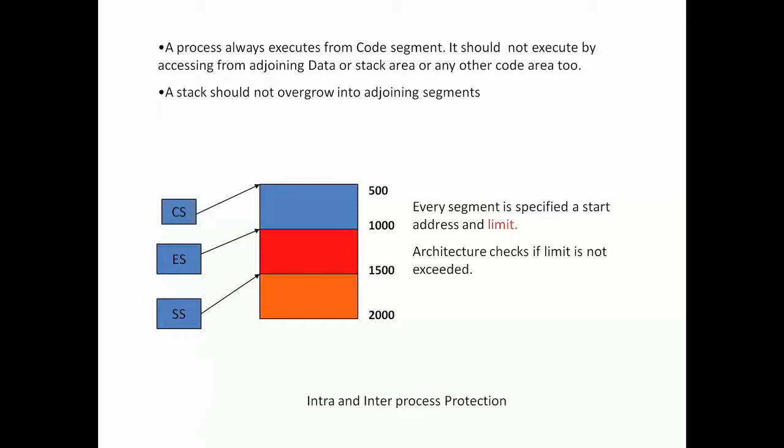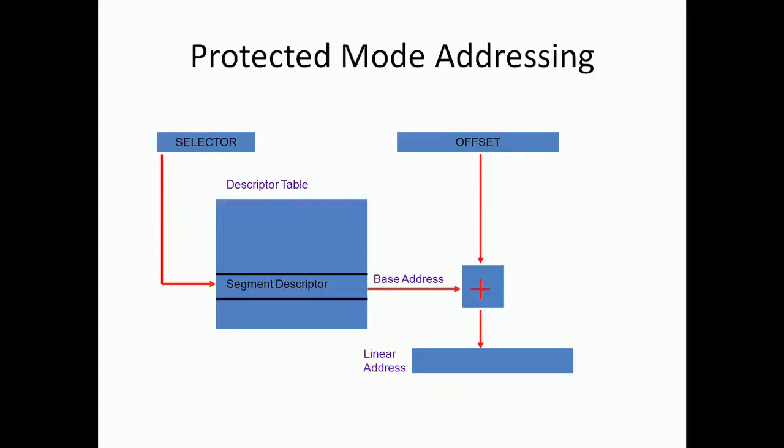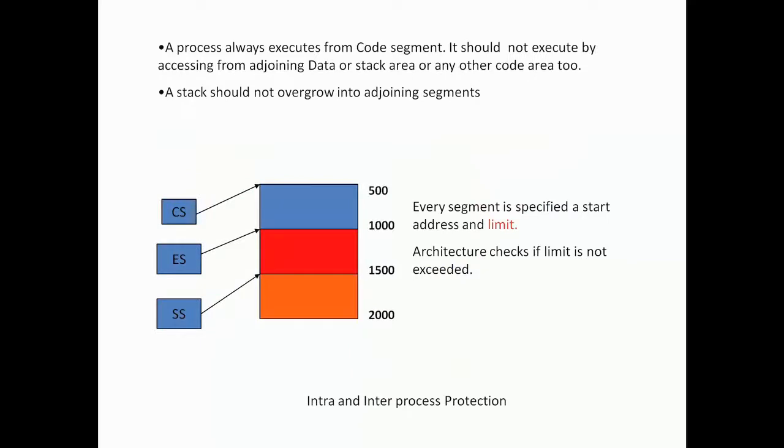Now, for every segment, note that CS is 500 bytes, ES is also 500 bytes and SS is 500 bytes. So, the limit of 500 will be stored in the descriptor. In the descriptor table, along with the base, the limit also will be stored. So, when I am trying to access that segment and my offset is greater than that limit, right. If I am going to access say 1001 as a code, I am going to execute the instruction stored in 1001, is it correct?